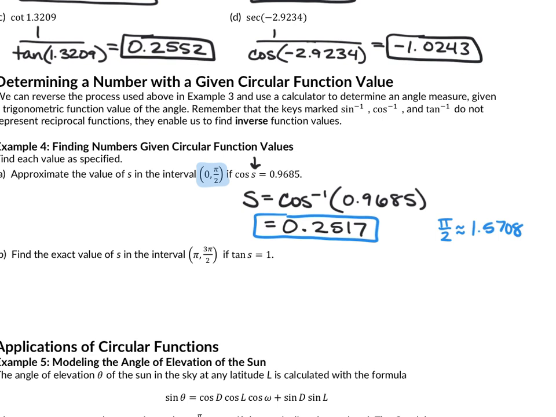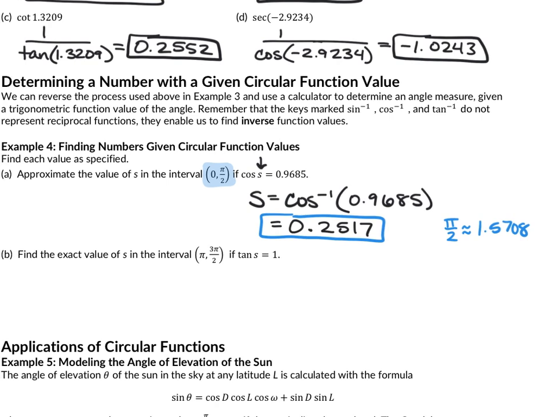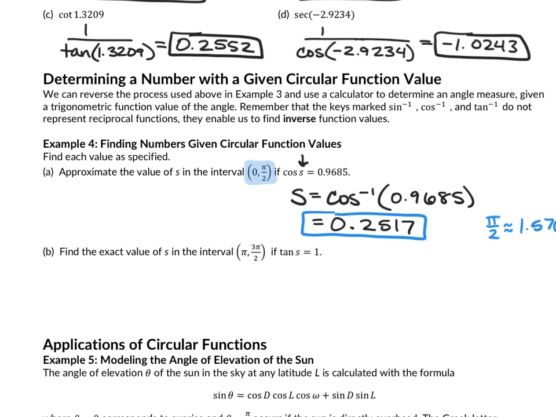Now, again, it's going to probably have you use a calculator, and it's going to say this word approximate when the value is not something you should have memorized. But when the value is something you should have memorized, it's going to ask for exact value.